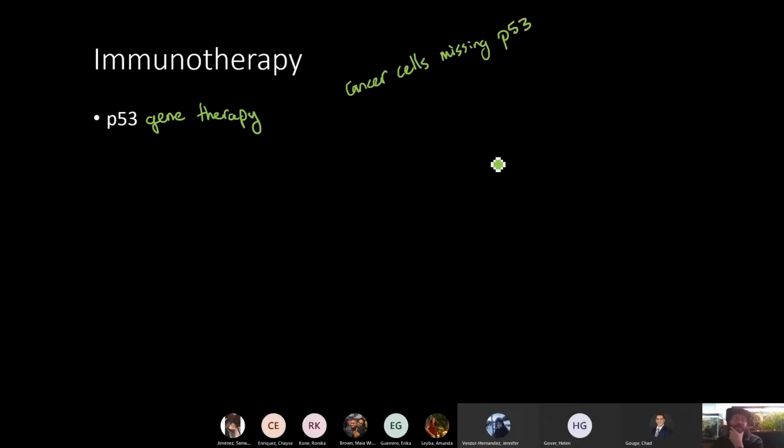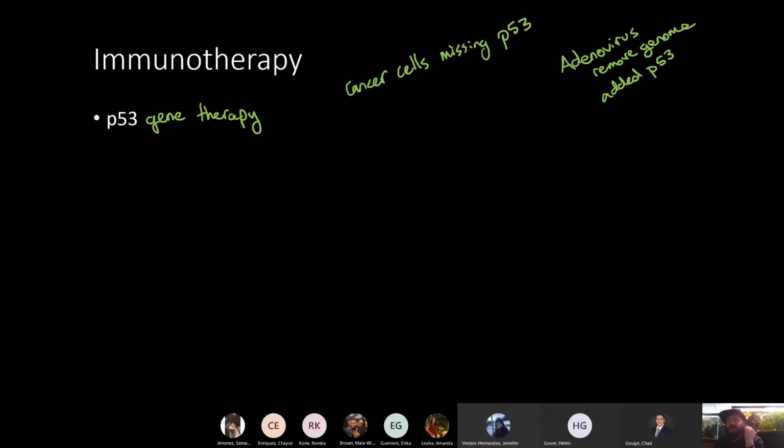So scientists were curious what happens if you give cancer cells P53. What they did is they took a type of virus called an adenovirus, and they pulled out all of the virus genome. So they removed the pathogenic genome, and they added P53 to it, and basically they infected cancer with P53.